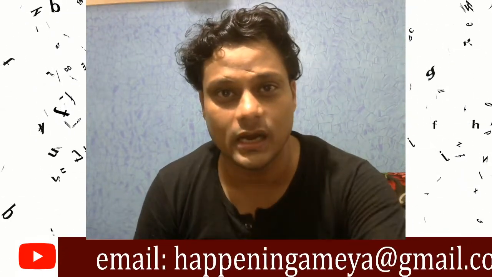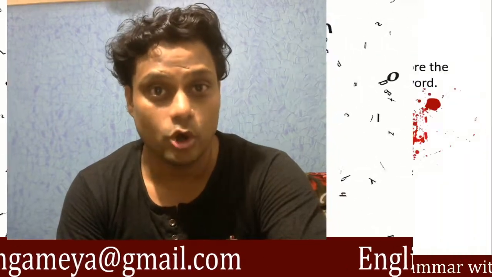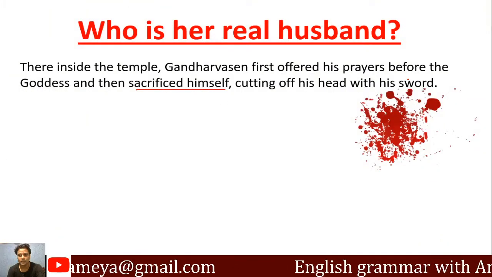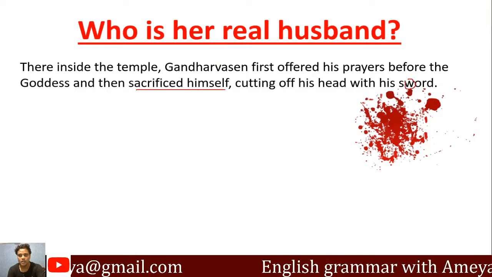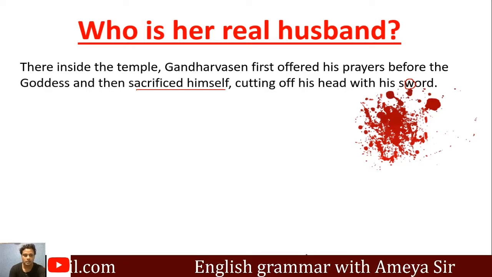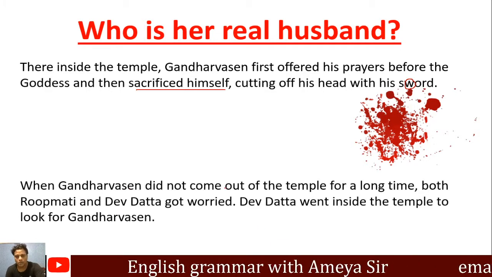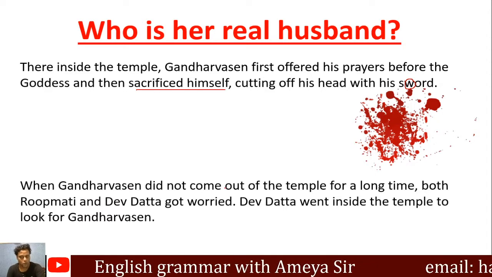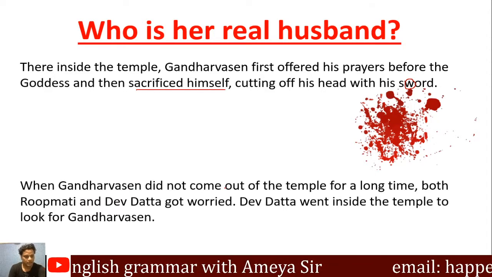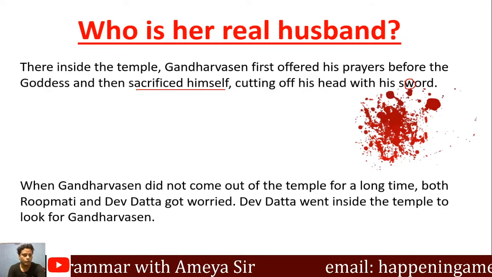Look what happened now. And by the way, now the English teacher inside me wants to remind you that it's not "sword" with a W sound, it is "sword". This W here is silent. You must not say it with the W, you must say "sword". That is the pronunciation. When Gandharva Sen did not come out of the temple for a long time, both Roopmati and Devdatta got worried. Devdatta went inside the temple to look for Gandharva Sen.